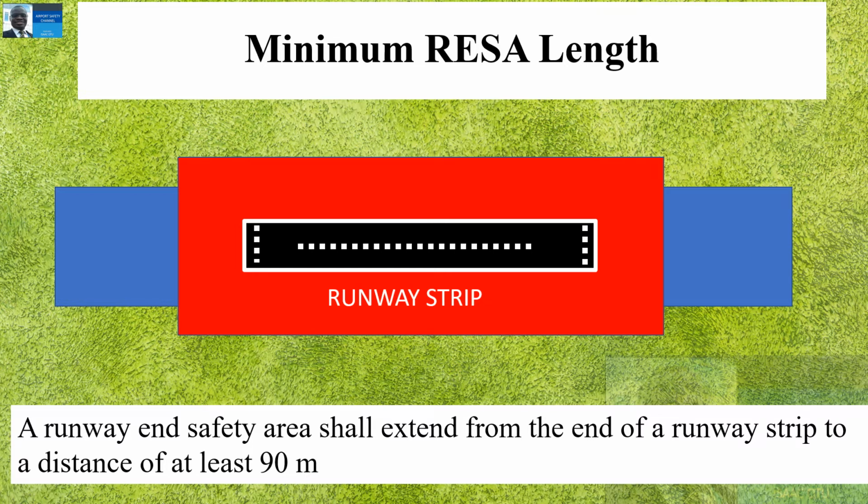Annex 14 requires that a runway end safety area shall extend from the end of a runway strip to a distance of at least 90 meters. The minimum length of a runway end safety area shall be 90 meters and nothing below, but it can be greater than 90 meters.